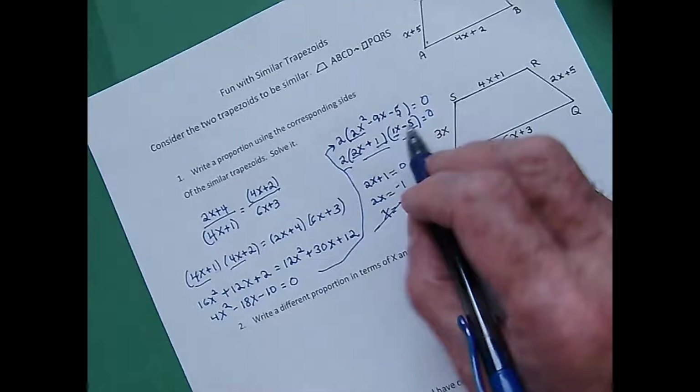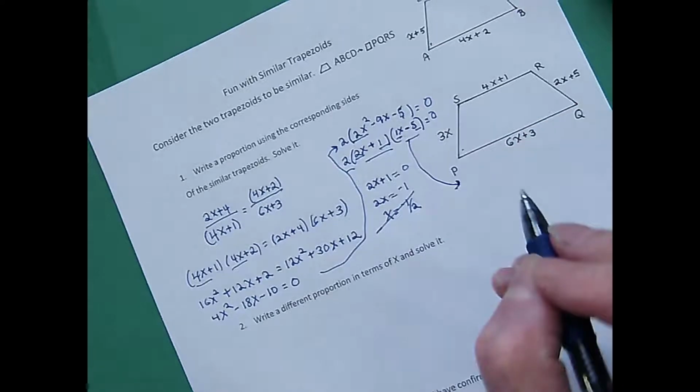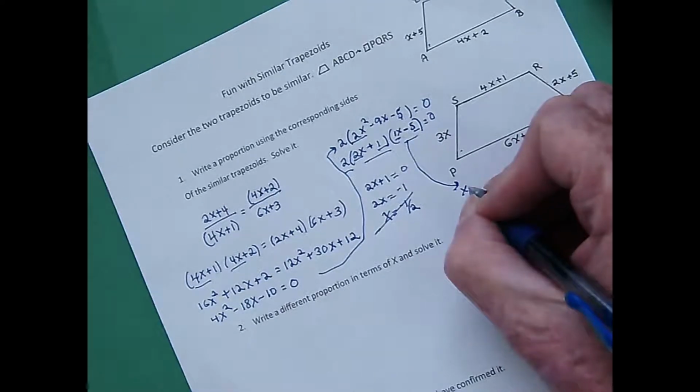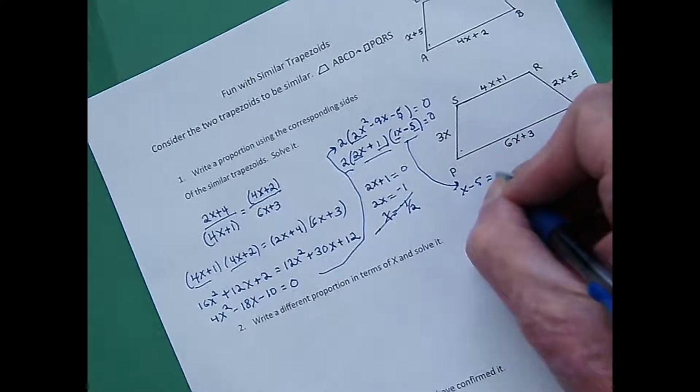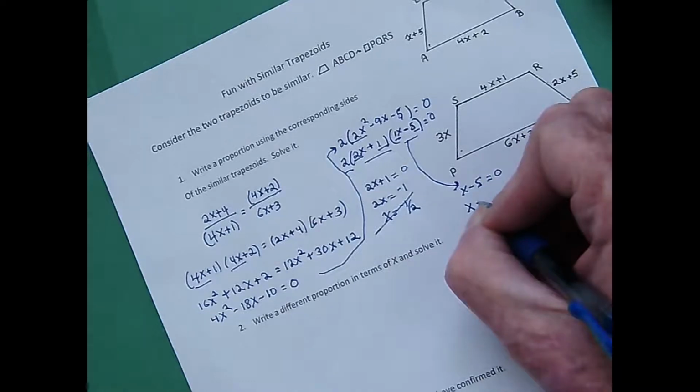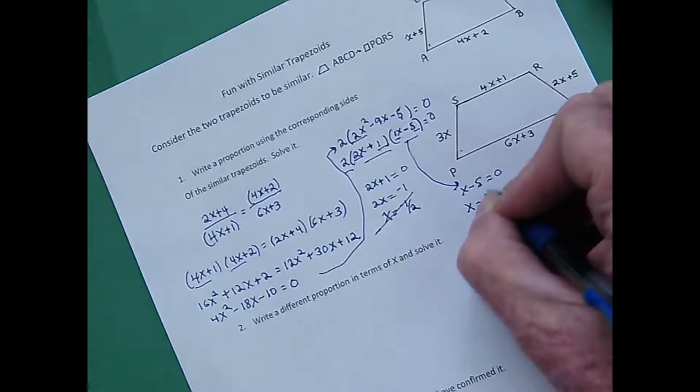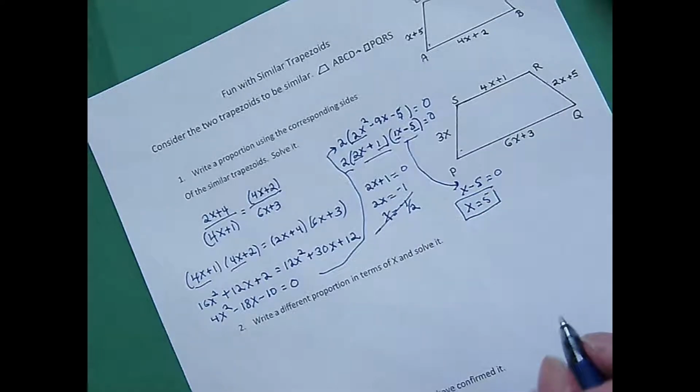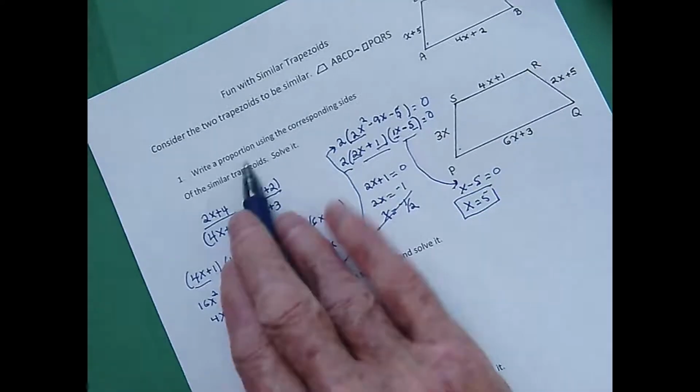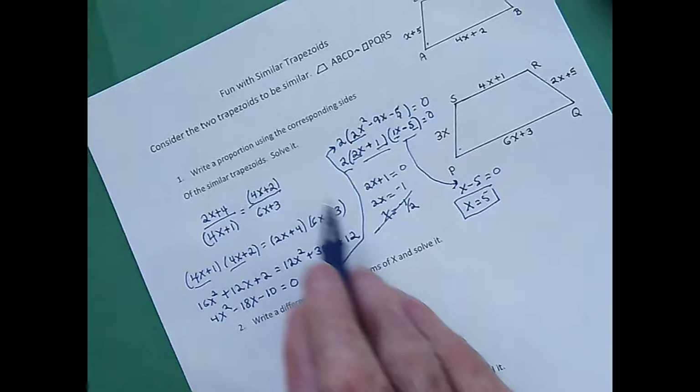However, we got another place to look, don't we? x minus 5 could have been equal to 0, and if x minus 5 is equal to 0, then x is equal to 5. I think that might be the valid root. So I've written a proportion, and I've solved it. I think that x is going to equal 5.